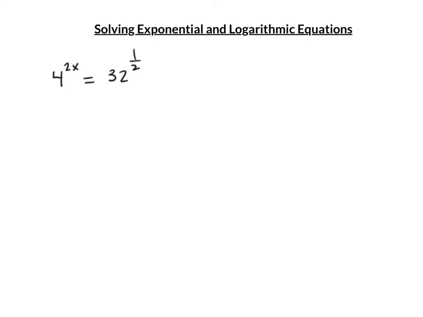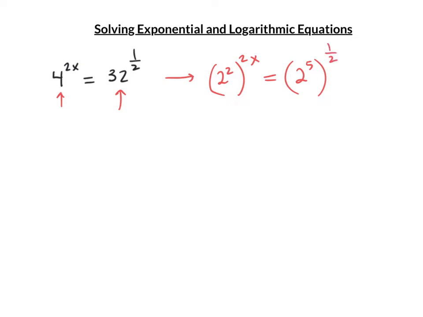I want to point out that sometimes in these exponential equations, it's not apparent that you can solve them with that same base idea. But, like in this one, as an example, both 4 and 32 are powers of 2. 4 is 2 squared, and 32 is 2 to the 5th. So the way to solve this is to make those bases the same. 2 squared is what 4 is, and that's to the 2x power. And that equals 32, which is 2 to the 5th, which is to the 1/2 power.